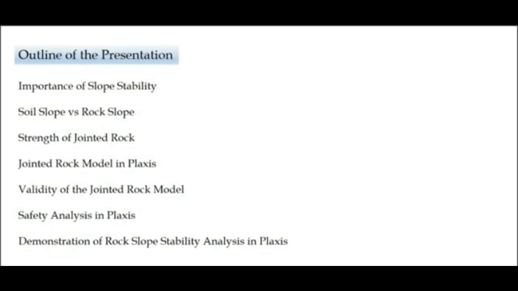And the validity of the jointed rock model will be discussed. Remember that since we have a numerical analysis tool available with us, it has a number of features. So we need to be very careful about choosing the correct feature to eventually do any meaningful analysis. That is where the validity of the jointed rock model will be highlighted. Finally, a brief background will be provided on how the safety analysis is carried out in Plaxis. It is similar to the strength reduction method, known as the phi-c reduction method in case of Plaxis. I will provide a brief background on that method. And finally, the demonstration of the rock slope stability problem in Plaxis will be dealt with.